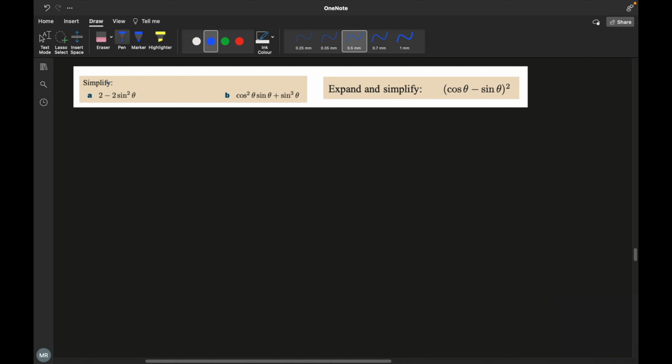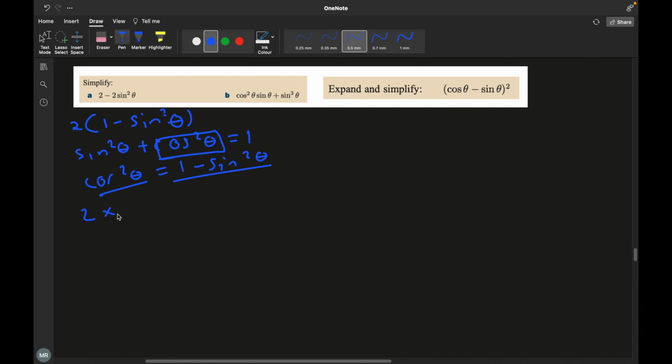We have to simplify 2 minus 2 sine squared theta. So first we can factor out 2 from this. So this is what we get. And we know that sine squared theta plus cos squared theta equals 1. Now let's write cos squared theta equals 1 minus sine squared theta. Now we can substitute this into this. So we get 2 into, that is going to be cos squared theta. So this is our final answer.